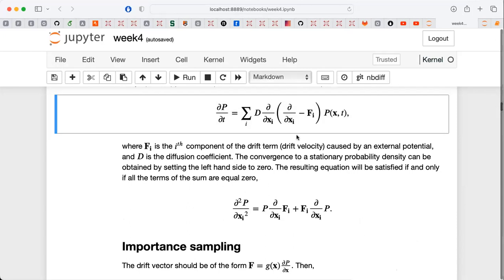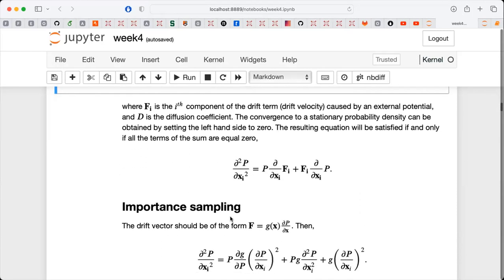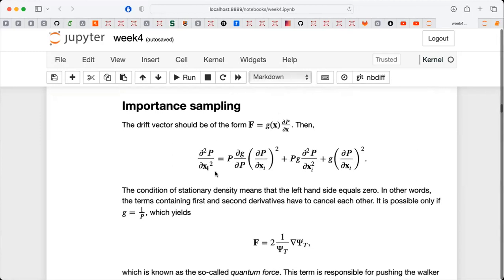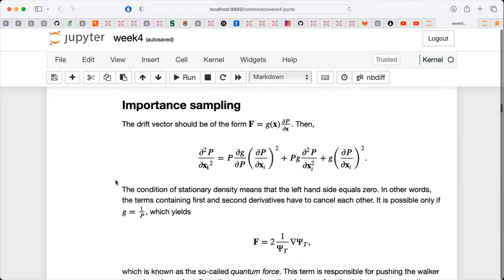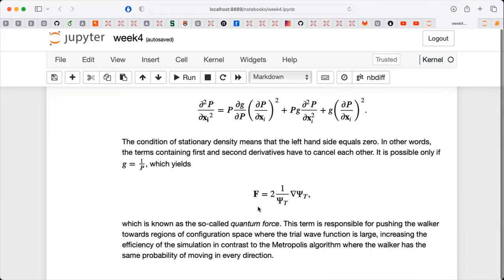So this is the equation here, which we have rewritten in terms of what you see here. And that means that in order for this to be zero, there is only one possible way by which we can find this function g, which you see here. Since our probability is the wave function squared, this function g, or this f which we plugged in, has to be given by the gradient of the wave function divided by the wave function, times a factor of 2. And in Monte Carlo simulations, this term is called a quantum force.